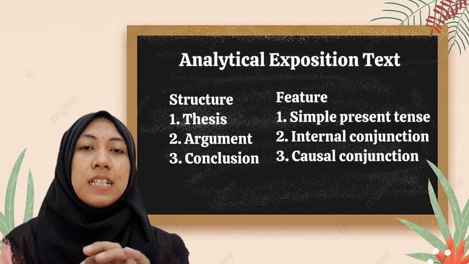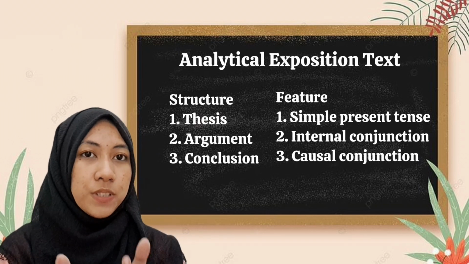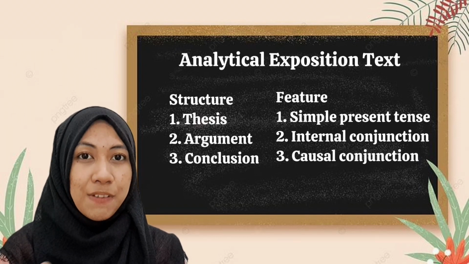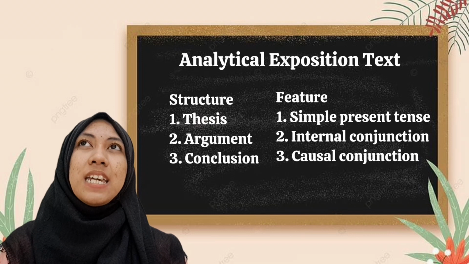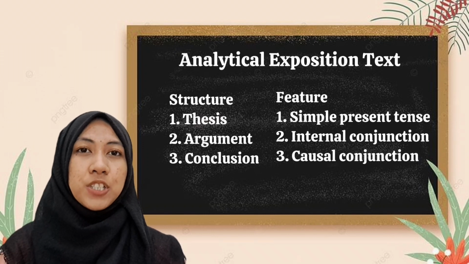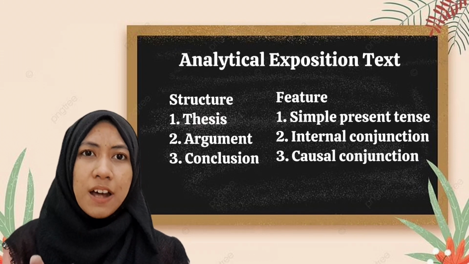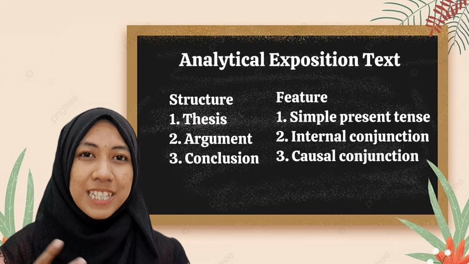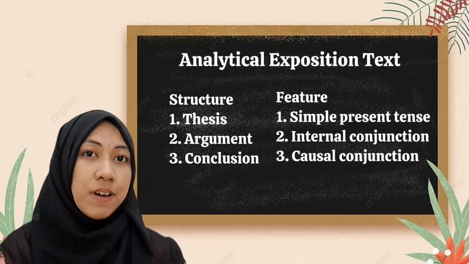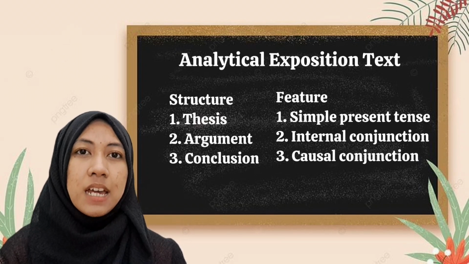And then the next language feature is using internal conjunctions that connect arguments between two clauses. Internal conjunctions can be divided into 4 categories. The first is addition: besides, in addition, furthermore. And the other conjunction is comparison: but, vice versa, meanwhile, on the other hand. And the third is time: second, then, next, and so on. And the last is cause or effect, which is consequence. For example, consequently, as a result, and so on.